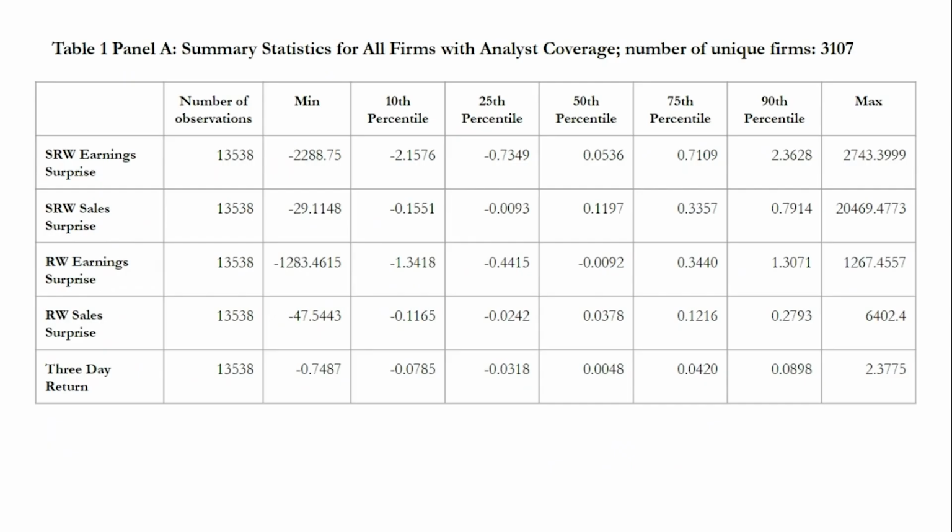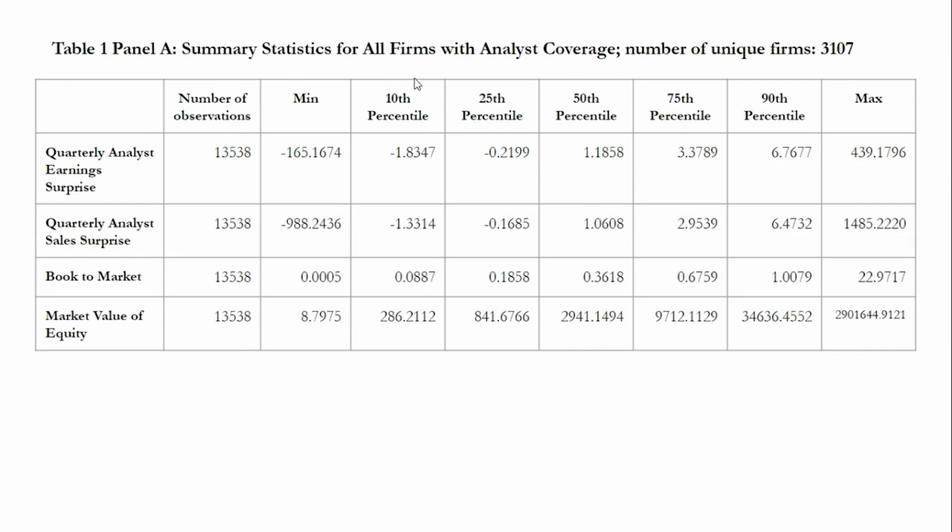So these are the results that we got from the how to code a finance paper from scratch video. This gives the seasonal random walk earning surprise, the seasonal random walk sales surprise, and so on. For each of the variables, it gives the number of observations, the minimum, the 10th percentile, 25th percentile, and so on. Just so you note, this is for all firms with analyst coverage. And here we go through each of the explanatory variables in our model. The number of unique firms this is for is 3,107.